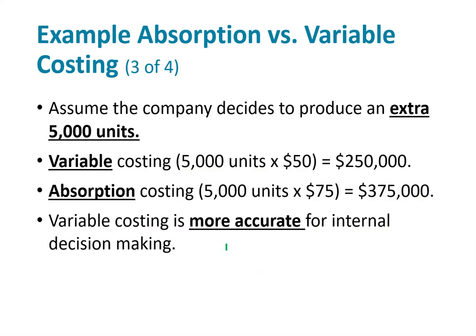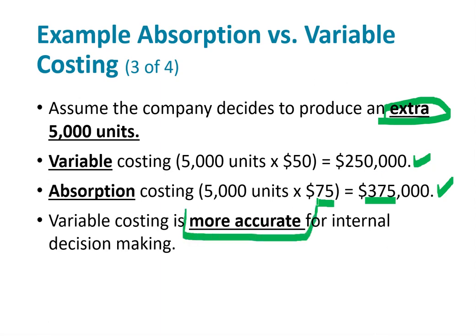Now, let's assume then we produce an extra 5,000 units. That means that variable costing is going to show $250,000 worth of costs. Absorption costing is going to show $375,000 worth of cost. Well, this is not really very accurate because the fixed cost is not changing. Okay, so that's why you have this problem. Variable costing is much more accurate, and that's why it's used for internal decision making.